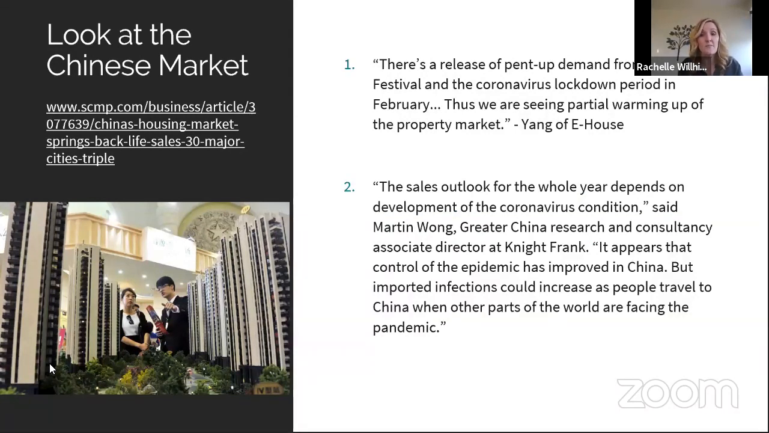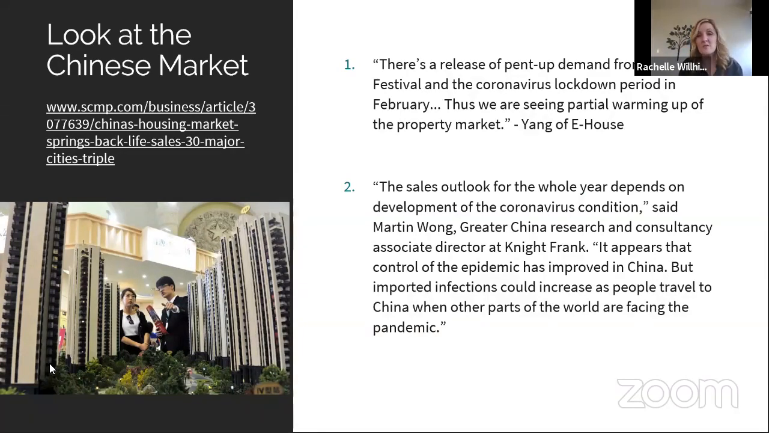There's a release of pent-up demand from the Spring Festival and the coronavirus lockdown period in February. So again, they were a couple months ahead of us, but they're seeing a warming up of the property market in China. That's from Yang of eHouse that's cited in the article.